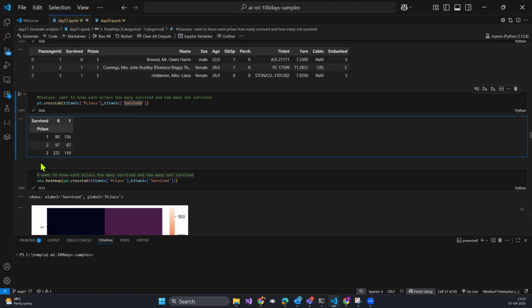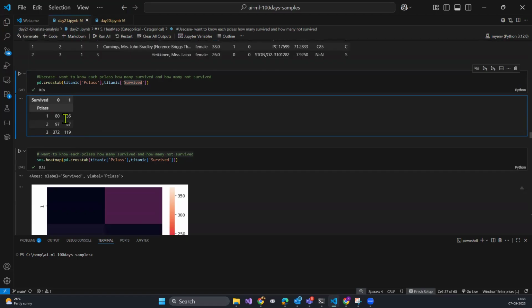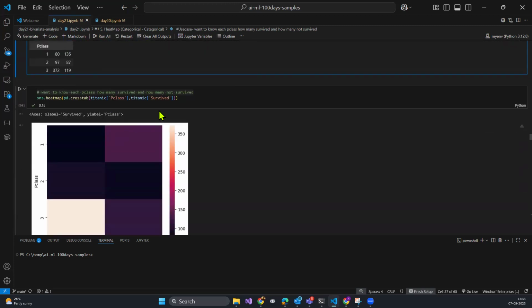So here we are saying that in class 3, there were more people who did not survive. But in class 1, we are able to see more people survived. But in this numerical form, it's pretty hard to build this intuition. But if we put this in a heat map, we should be able to see it clearly.